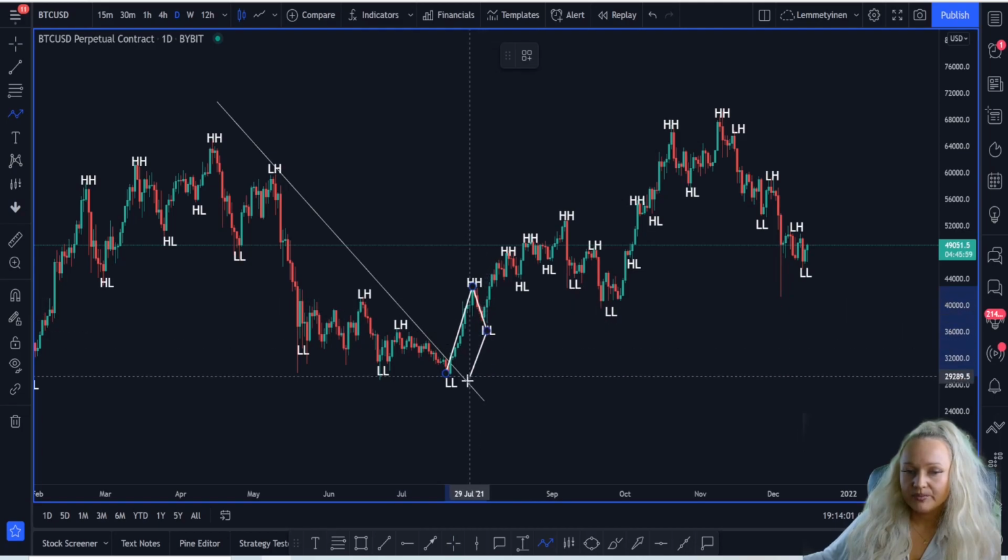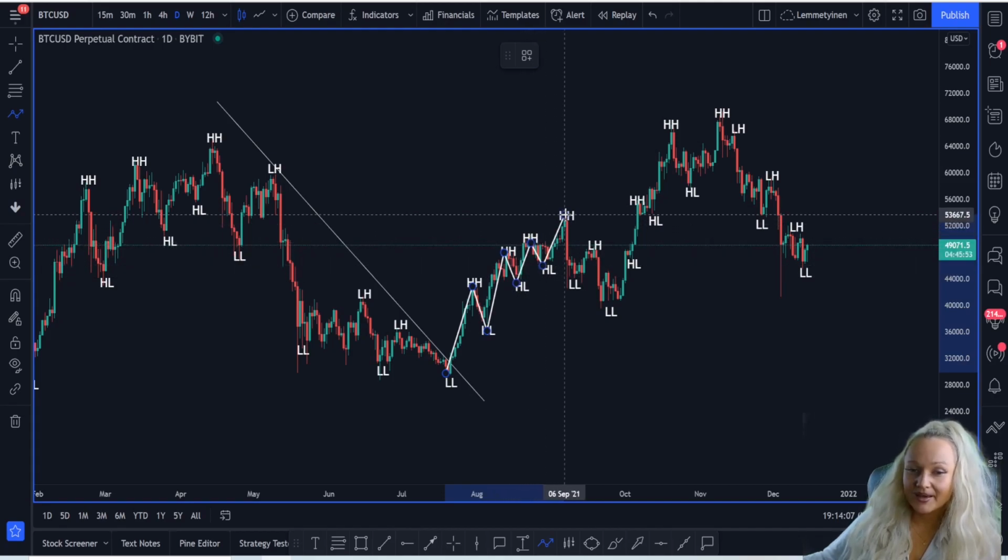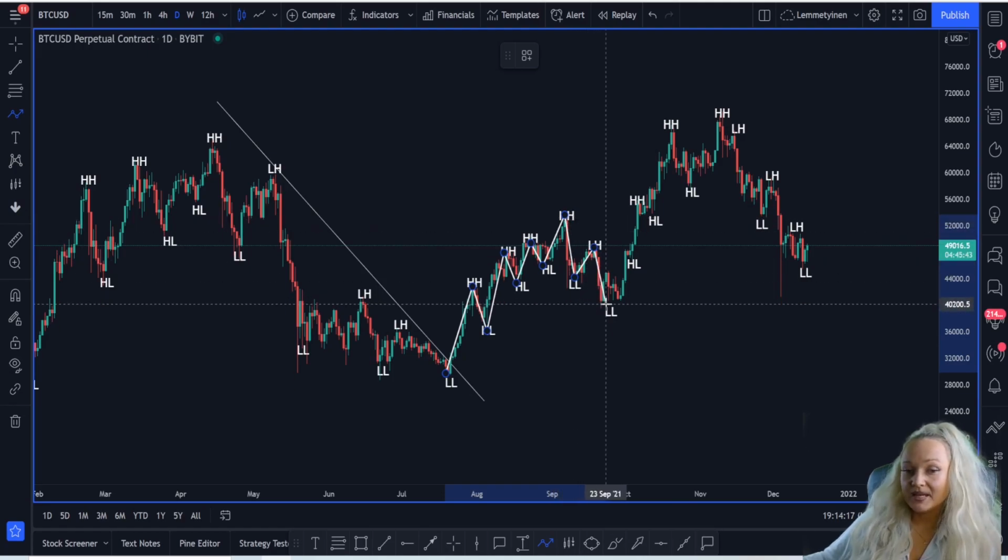A higher low because it never broke the previous lower low. Higher low, higher low, higher. What happened? Market broke the previous higher low, created a lower low, a lower high because it never had the power to break the higher high. Creates a lower low, and then what happened?